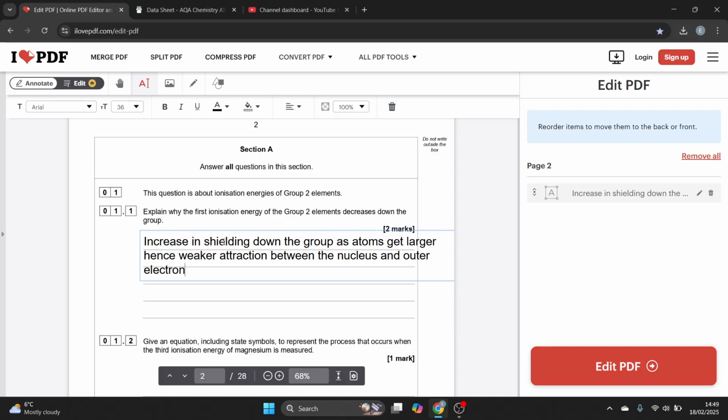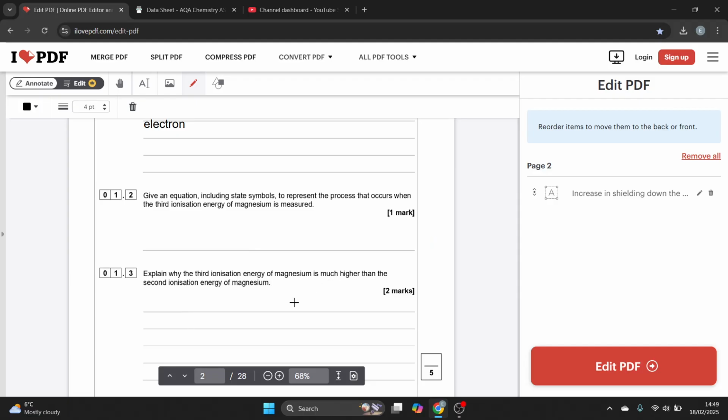And all of these type of questions, explain why first ionization energy of something decreases or increases, are always about shielding, weak attraction, nucleus, outer electron. You need to include these specific key terms to get the full 2 marks, 3 marks, or whatever, how many marks it is.